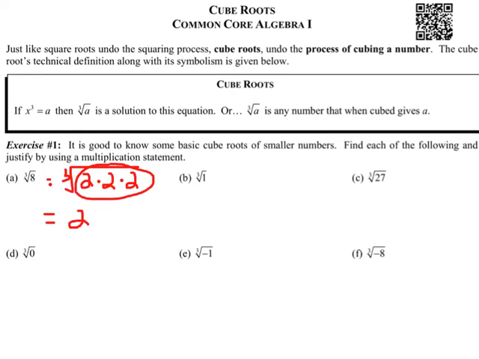If I do something like 27 here, I'll go over to C. You should know that that turns out to be 3 times 3 times 3. So the whole answer is 3.